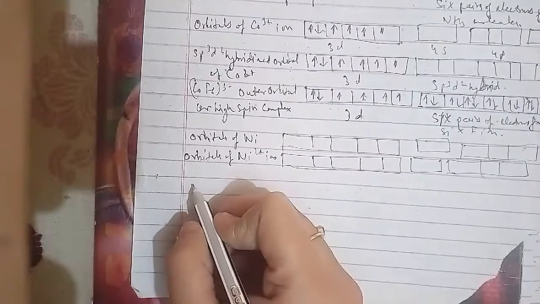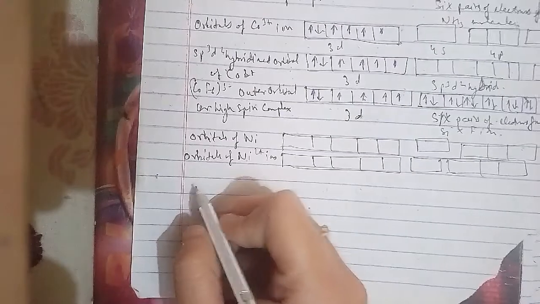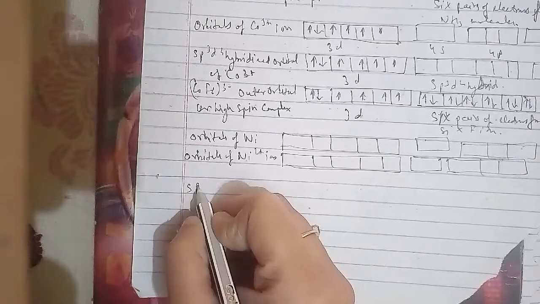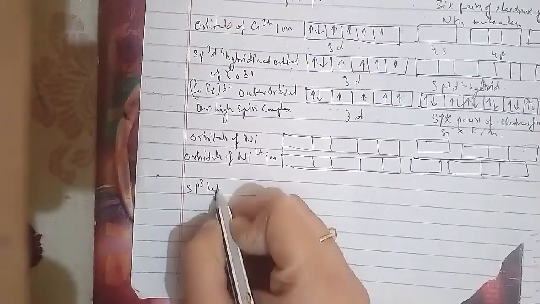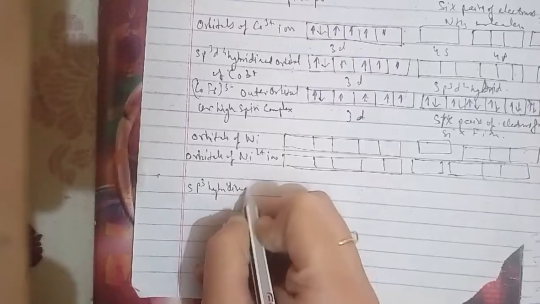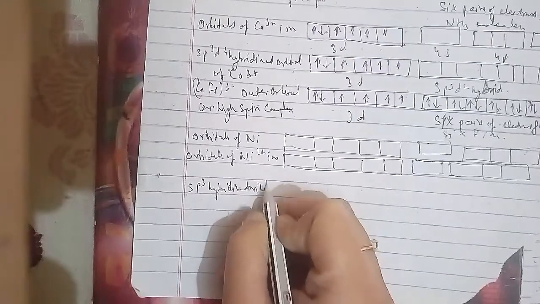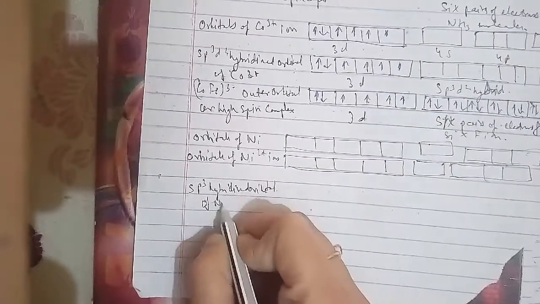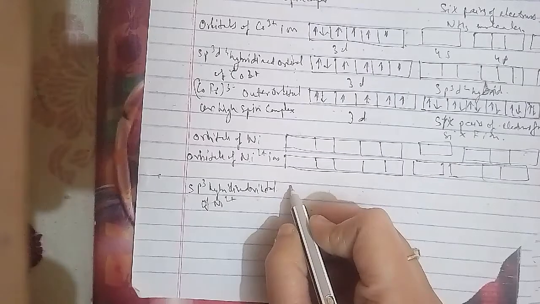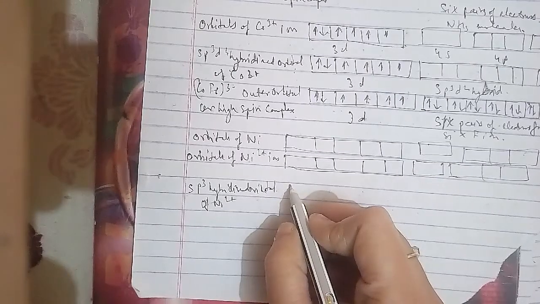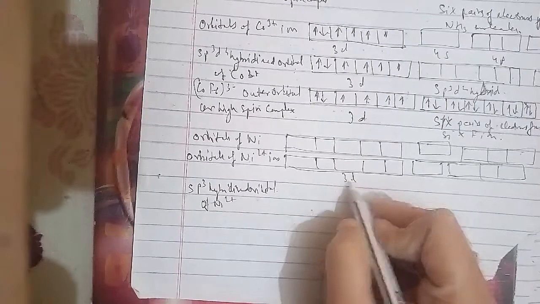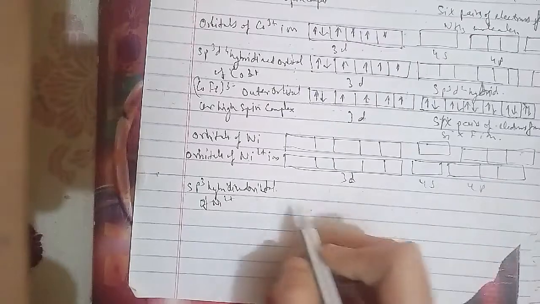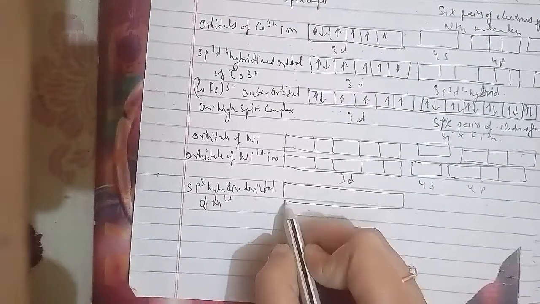Next we'll talk about the next one that is represented here, your sp3 hybridized orbital of Ni2+, and for that we have to go ahead. This has been your 3d, for s and for p.